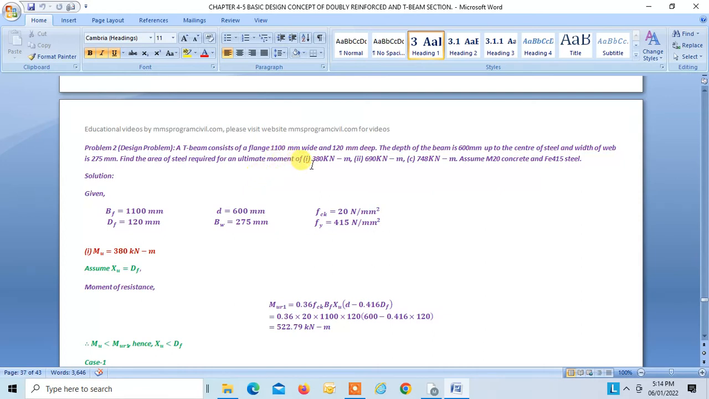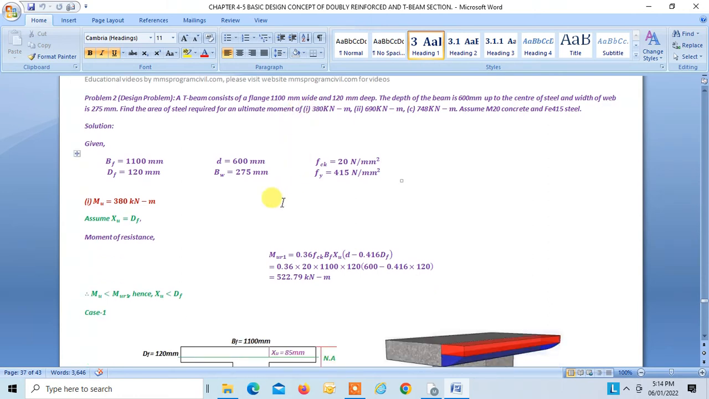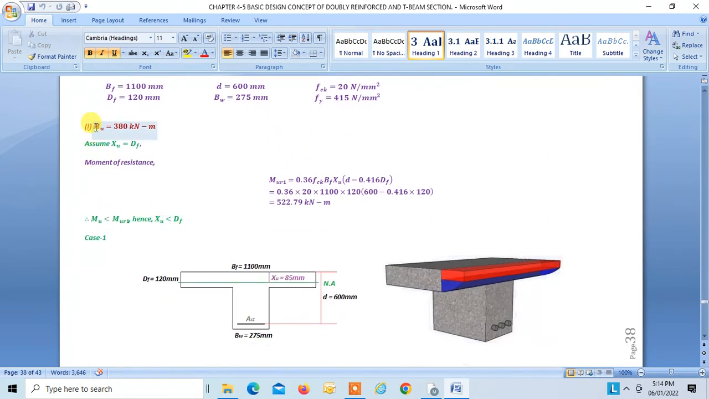Okay. So first, let us start with the first case. When your design moment is 380 kilonewton meter, right? Over here also we have to do a number of assumptions, right? So in this case, first assumption is we will assume that XU is equal to DF. That means we are assuming that our neutral axis falls at the bottom of the flange, right? And we know this is the rectangular section, so you can easily find the moment of resistance.